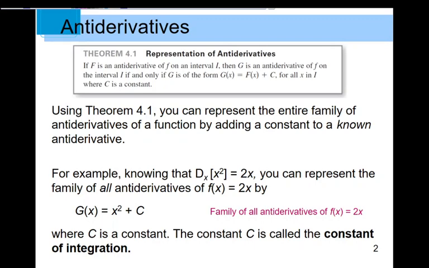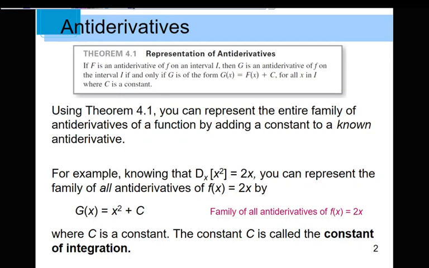a known antiderivative, okay? So for instance, knowing that d in terms of x of x squared, the derivative is 2x, you can represent the family of all antiderivatives of that by saying it's g of x equals x squared plus c. So we've kind of talked about this already, but this is the family of antiderivatives.